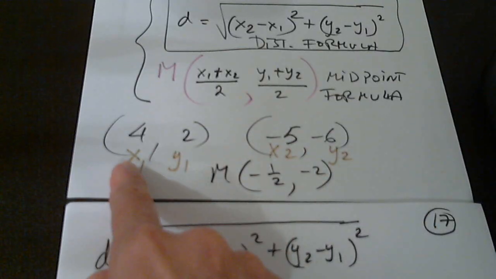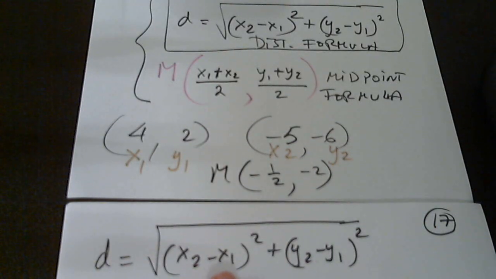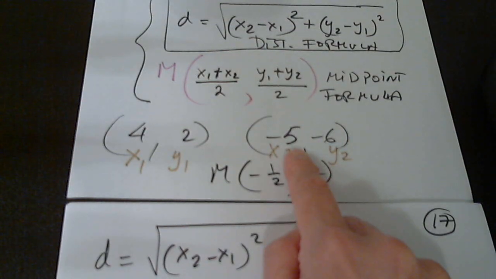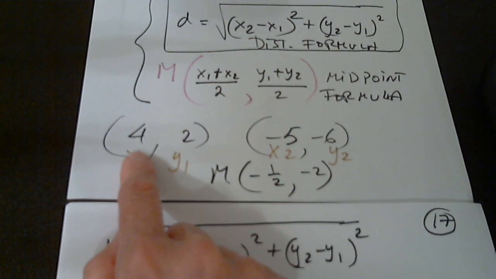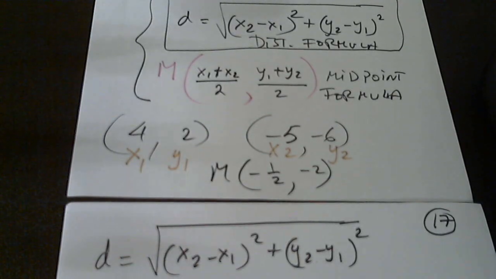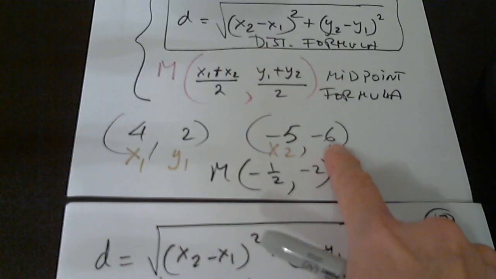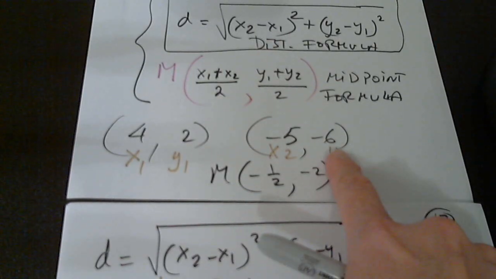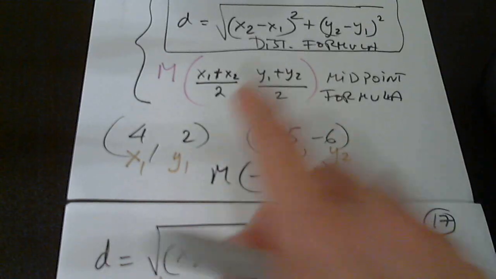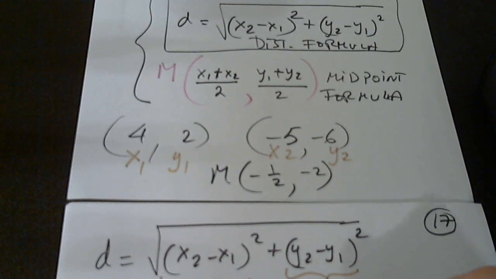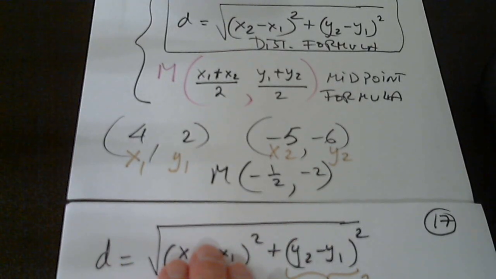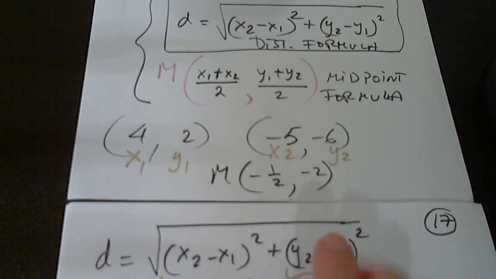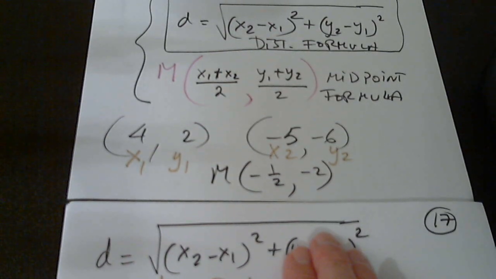x2 minus x1, -5 minus 4 is -9. So this piece will be -9 squared. -6 minus 2. This piece will be -8 squared. Remember one thing. This is something squared. It can only be positive. This is the sum. This is something squared. It can only be positive.